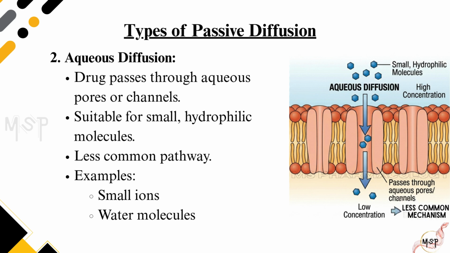Form 2. Aqueous diffusion. Some very small hydrophilic molecules can pass through aqueous pores or channels in the membrane. Think of them as tiny water-filled tunnels. This pathway is less common. Examples include small ions and water molecules.